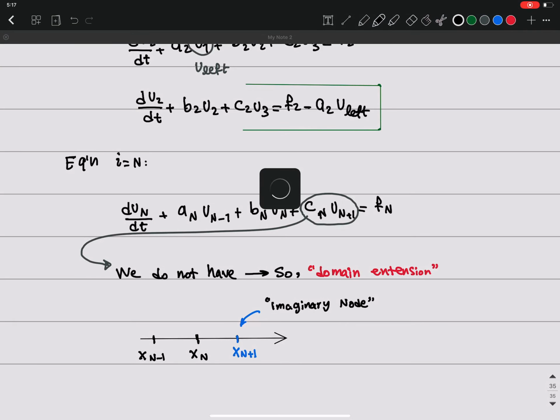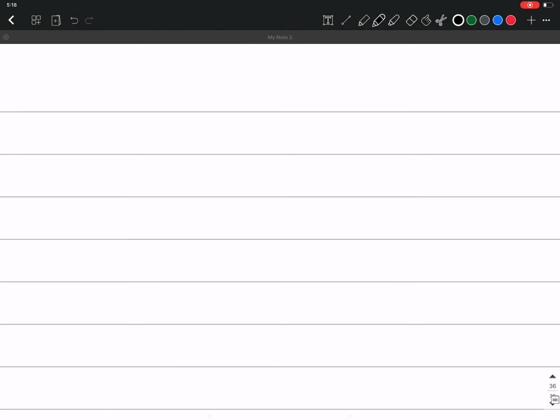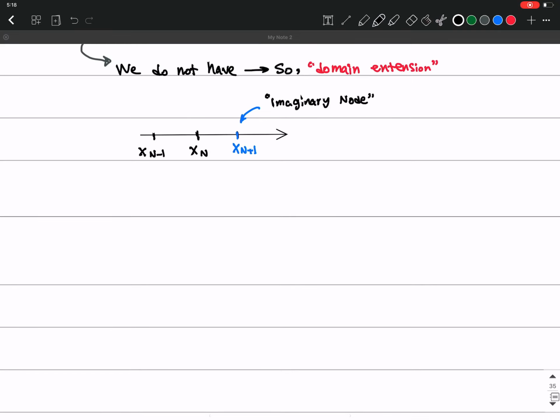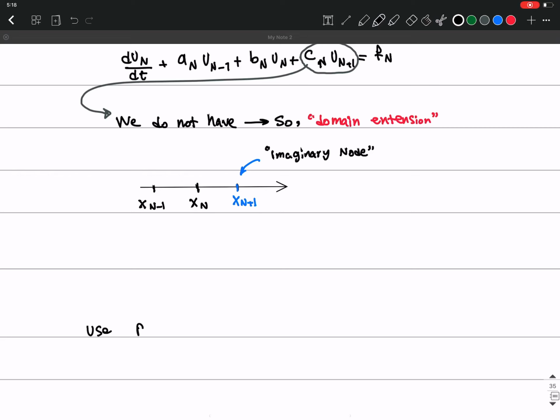So what I'm going to do after this is use the boundary condition to relate the value of u at this node, u_{n+1}, to u_n and u_{n-1}. So let's see how that works.